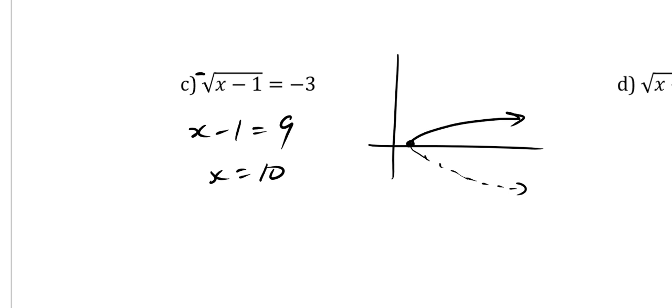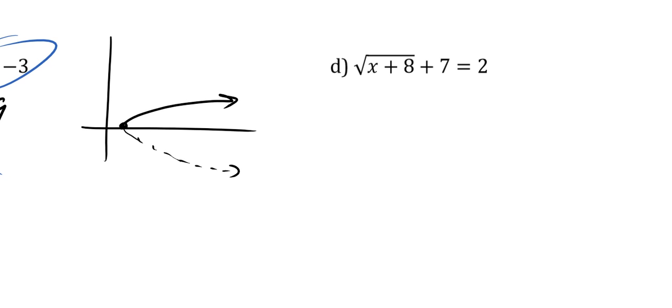But in this case, this is not possible. We don't take a square root and get a negative. But the problem is when we square both sides, the negative disappears. So we wouldn't know it at that step. Does that make sense? Okay, so be careful of that. So let's do another little example here. If I subtract 7 from both sides, I get x plus 8 equals -5.